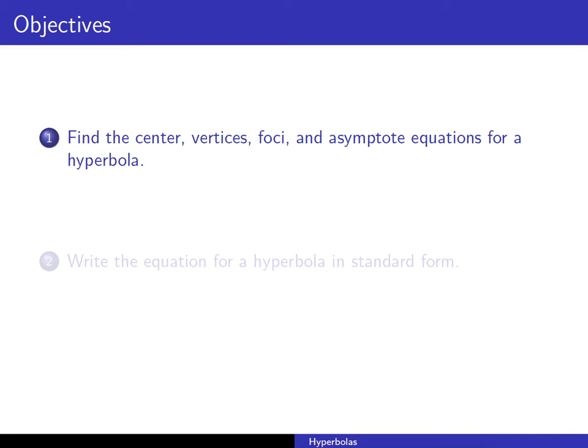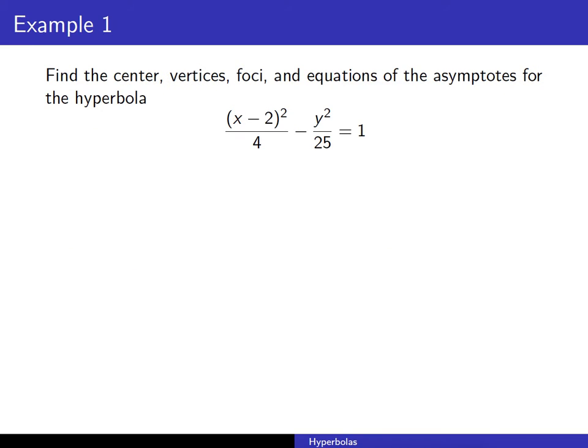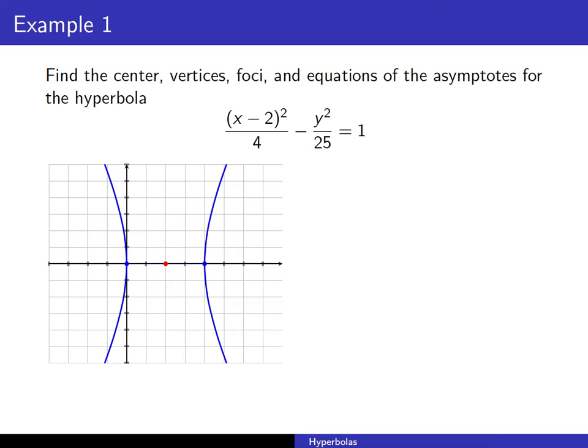Okay, in this video we're going to look at how to find the center, vertices, foci, and asymptote equations for a hyperbola. So example 1, find the center, vertices, foci, and the equations of the asymptotes of the hyperbola (x - 2)^2 over 4 minus y^2 over 25 equals 1.